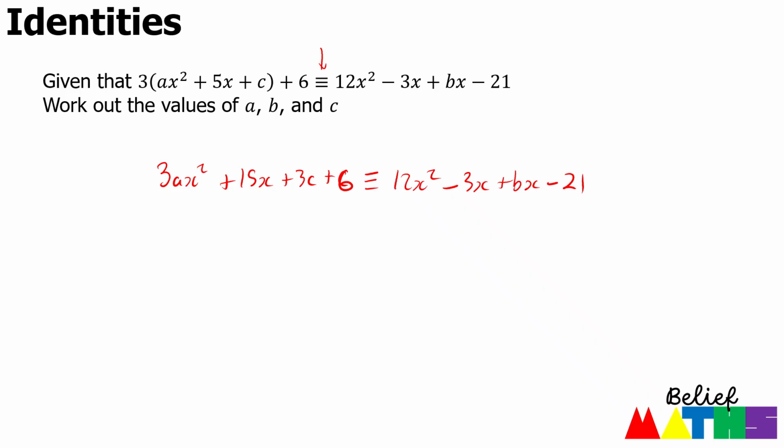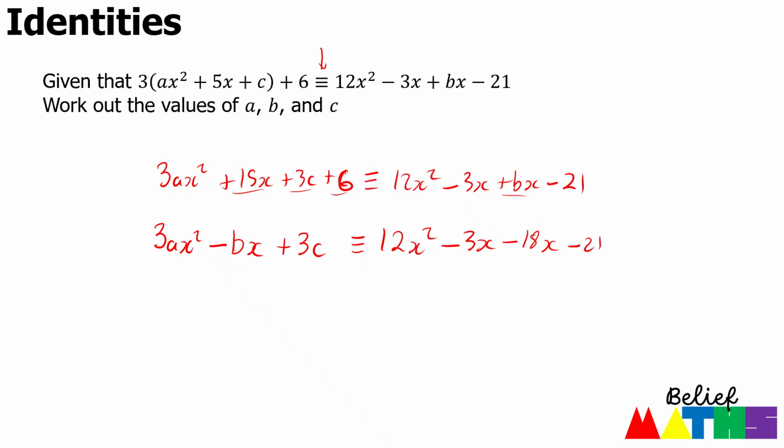So I'm going to put my a's, b's and c's on the left hand side. This first term has an a in it, so I'm going to leave that there. This plus b on the right hand side is going to move to the other side, so make that minus bx, and this 3c can stay here as well, so plus 3c, and that's identical to 12x squared minus 3x. This 15x comes across and becomes minus 18x minus 21, and this 6 becomes negative 6.